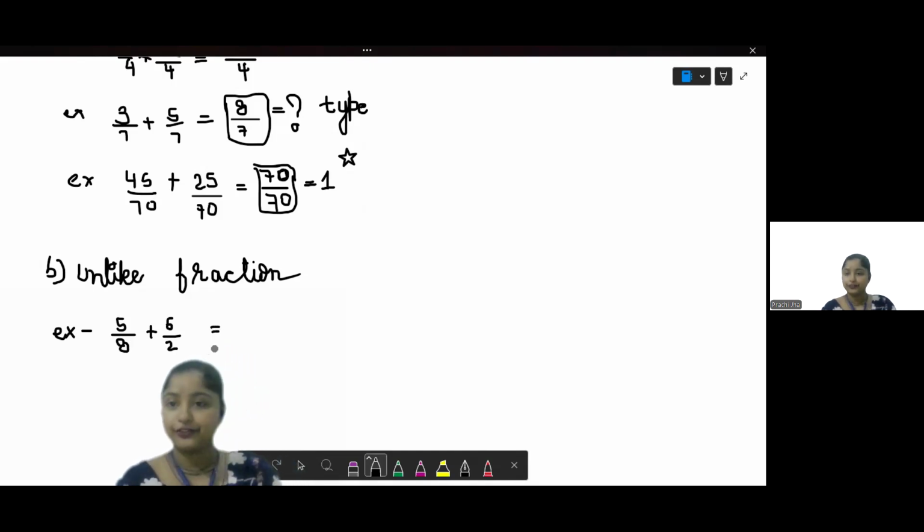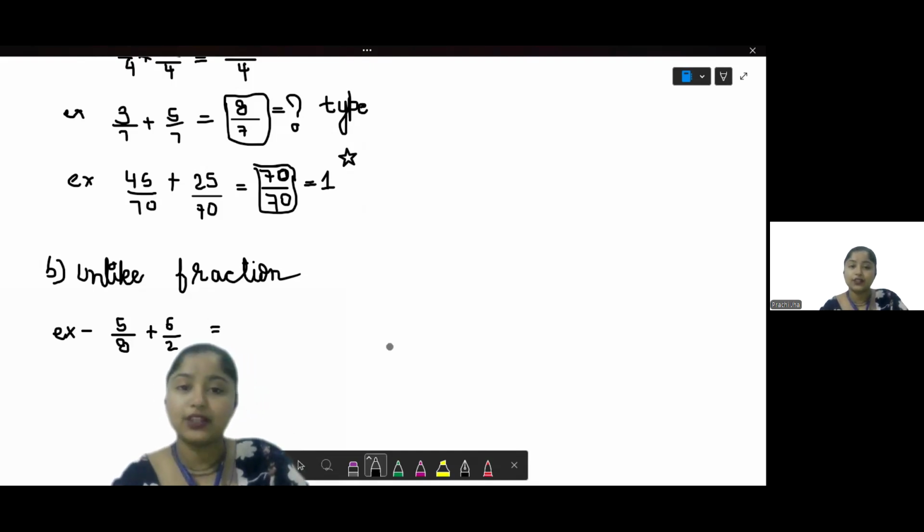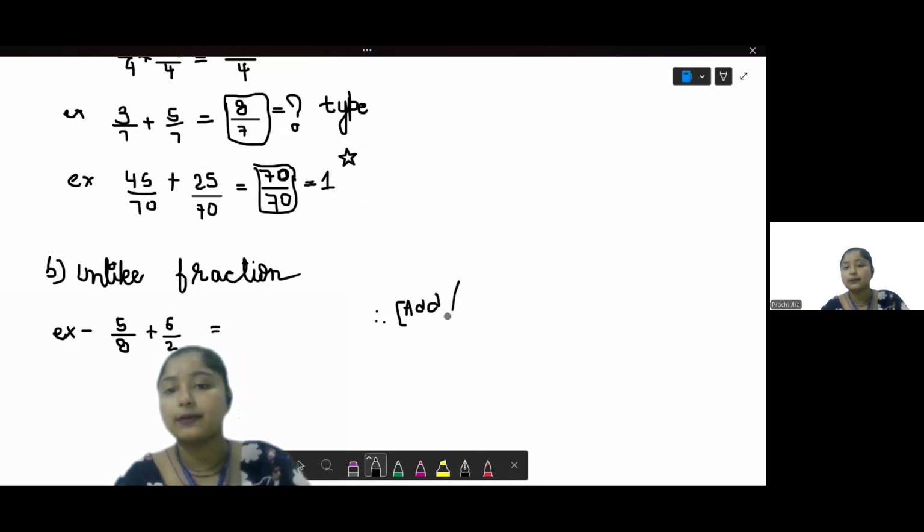See, to add or subtract fractions, you will always keep this thing in mind: the denominator should be the same. The denominator should be the same, always. This is a condition that you need to follow.